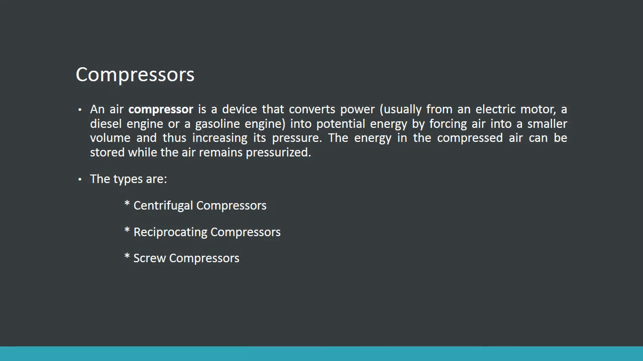Now, compressors. What are compressors? An air compressor is a device that converts power, usually from an electric motor, a diesel engine, or a gasoline engine, into potential energy by forcing air into a smaller volume and thus increasing its pressure. The energy in the compressed air can be stored while the air remains pressurized. There are three types of compressors: one is a centrifugal compressor, the other one is a reciprocating compressor, and the third one is a screw compressor.